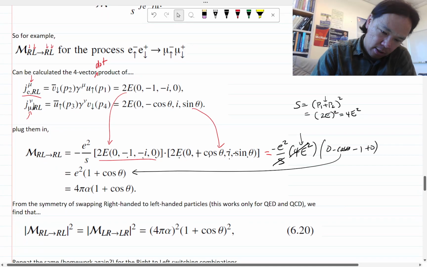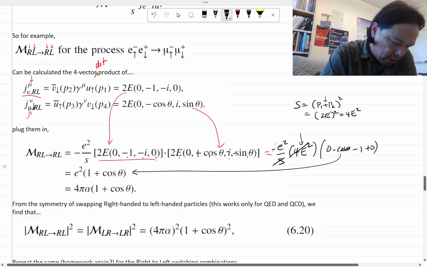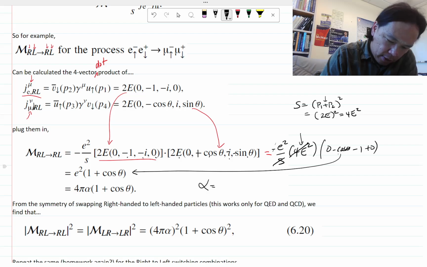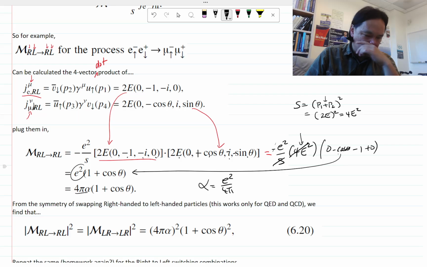Okay. So if you factor out that negative 1 sign, it cancels out with this one. So you get e squared times 1 plus cosine theta. And since alpha is e squared over 4 pi, we can replace this e squared with 4 pi times alpha, just to shorthand a few more things.